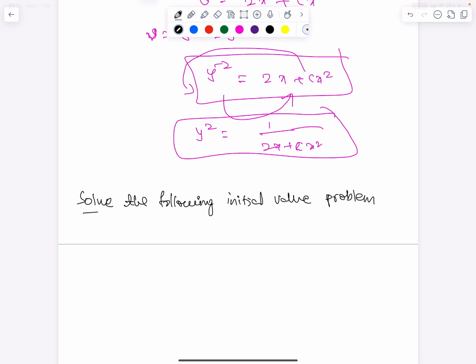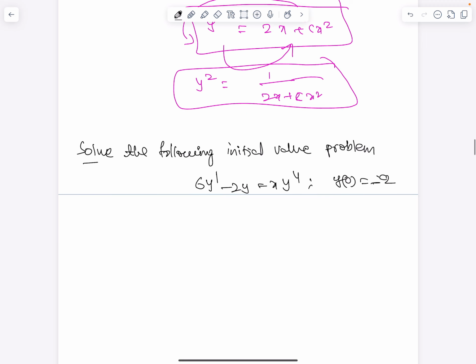And that is 6 y prime minus 2y, which is equal to x y to the power 4, with y(0) equal to minus 2. That is, when x equals 0, y starts at minus 2. So therefore, this is the input.